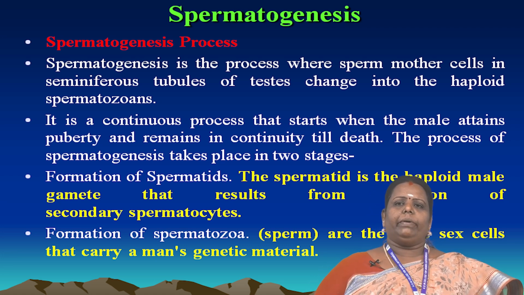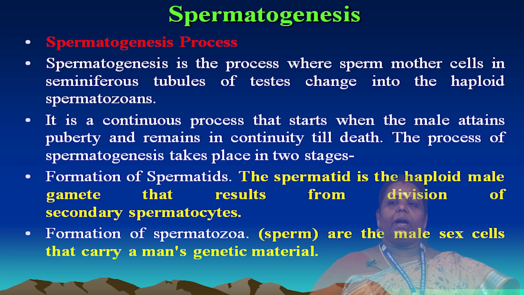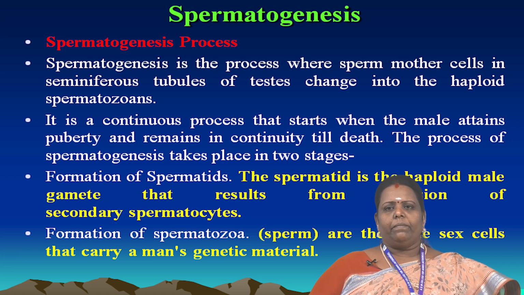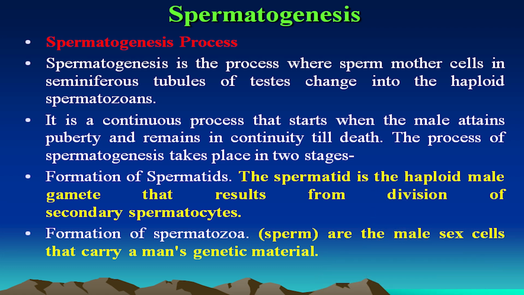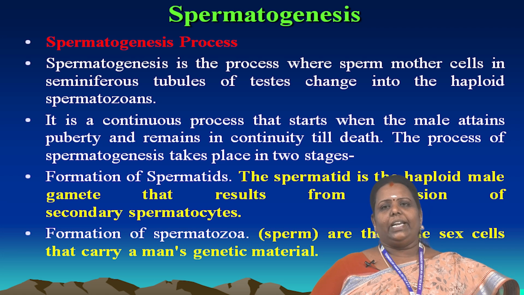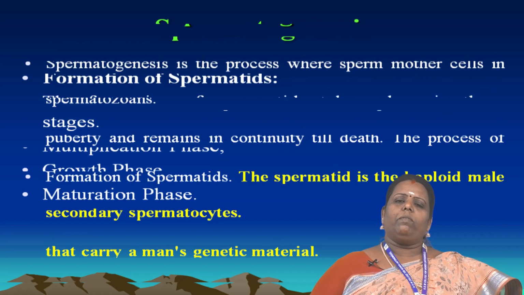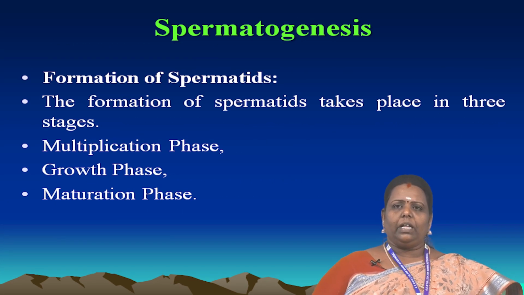After that comes the formation of spermatid. The spermatid, as I already told you, is a haploid male gamete. It results from the divisions, and the secondary spermatocyte also develops. After formation of spermatozoa, the sperm develops as the male sex cell carrying the man's genetic material. So, what are the stages that occur during spermatogenesis?